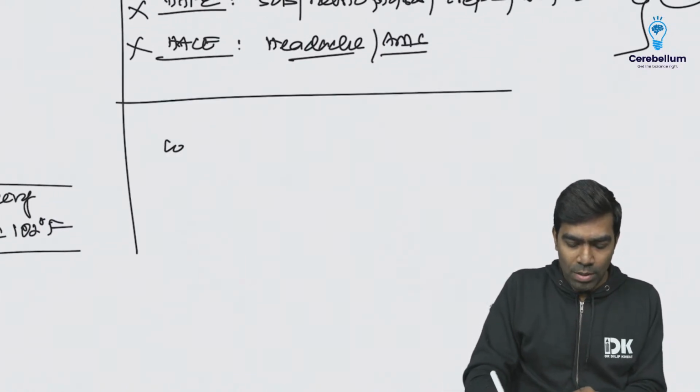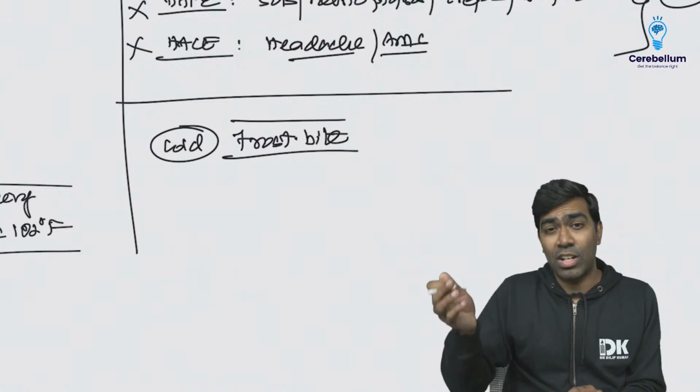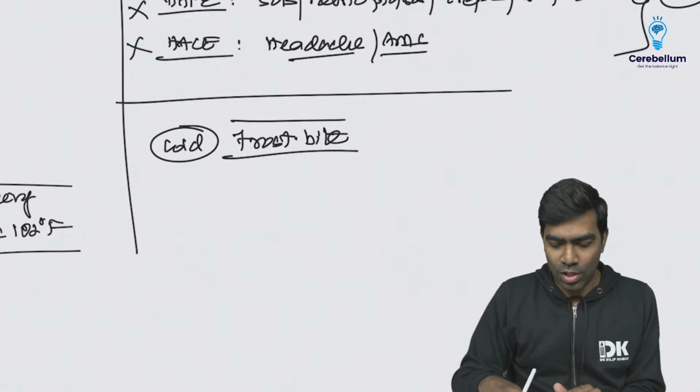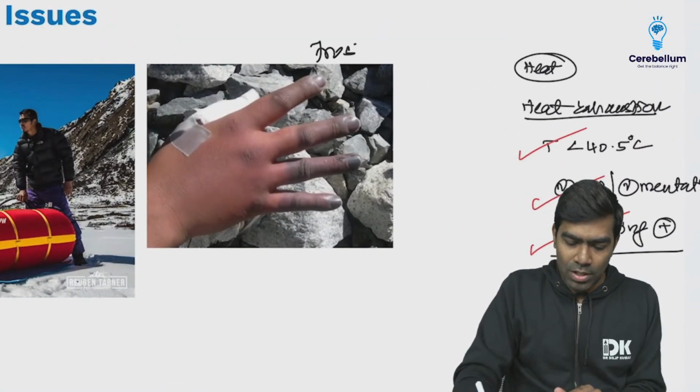Then what are the cold related problems? In the cold related problems, the most important is frostbite. Frostbite is basically not just hypothermia, it's a freezing cold injury. That is frostbite. So here is an example of a frostbite, on the right side.